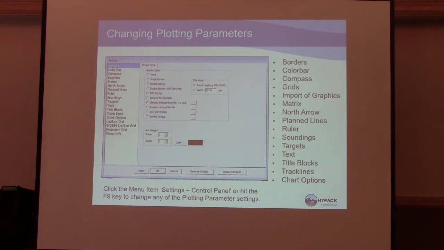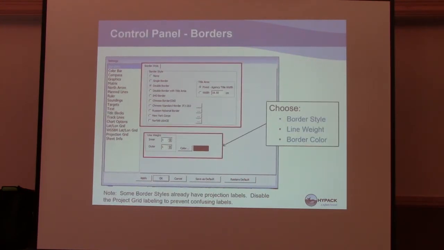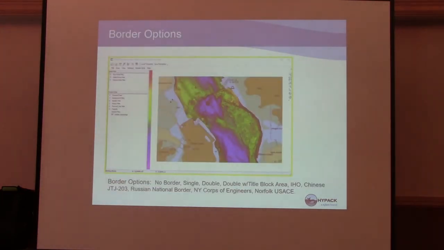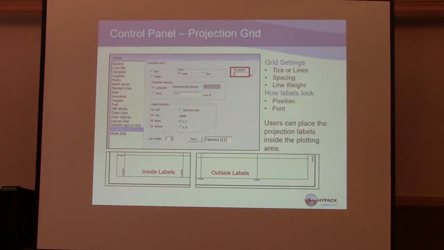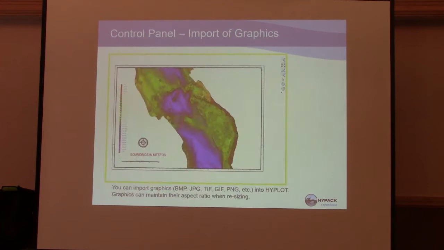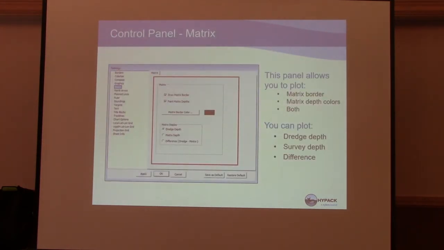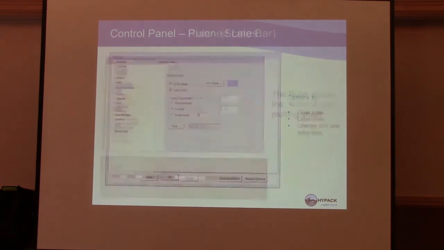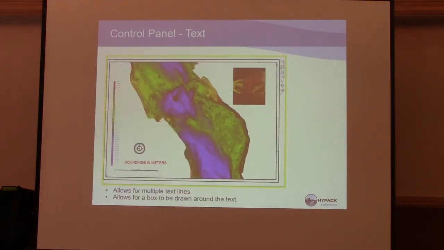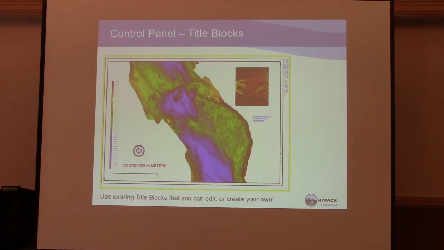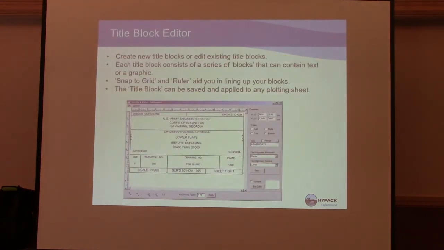Okay, enabling, we talked about the different parameters. I just want to make sure I haven't missed anything here. Moving objects, the border options, compass rose, the projection grids, import of graphics, we did that, the matrix, the north arrow, plan lines, ruler, soundings, targets, text, we talked about that also. Okay, title blocks. All right, we'll go through the title block editor. Pretty straightforward.